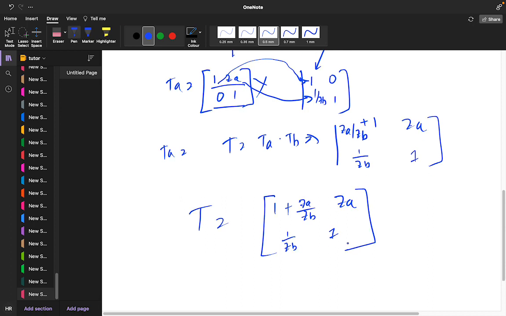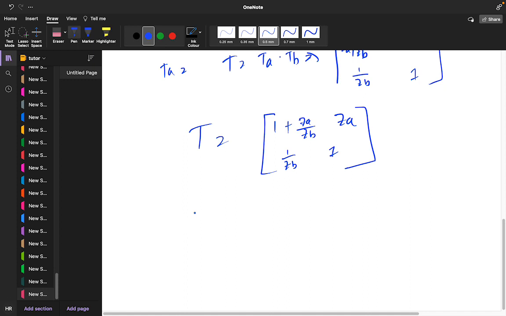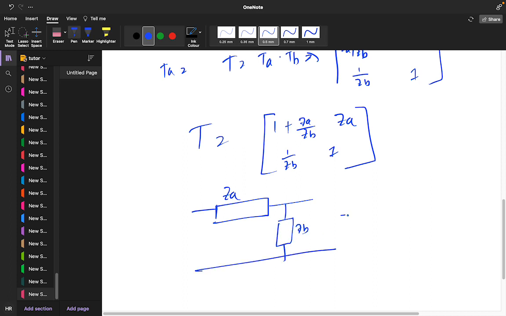So remember this point. We are going to use this again and again in power systems. They will give you a connection like this with ZB, and they will ask you the overall T parameter. So how do you remember the overall T parameter? In the first part, you have to put ZA here and 1 by ZB. It seems to be going down, that's why 1 by ZB.